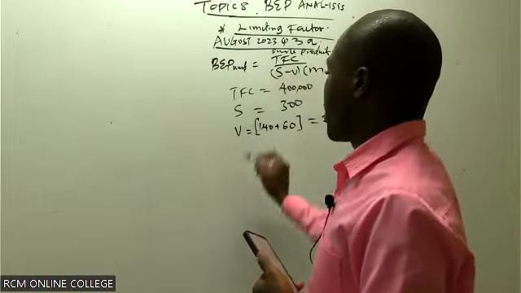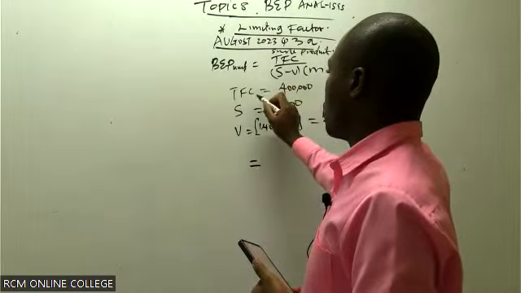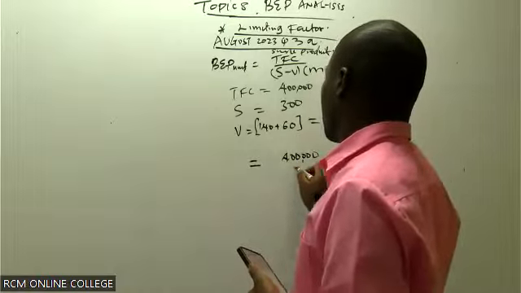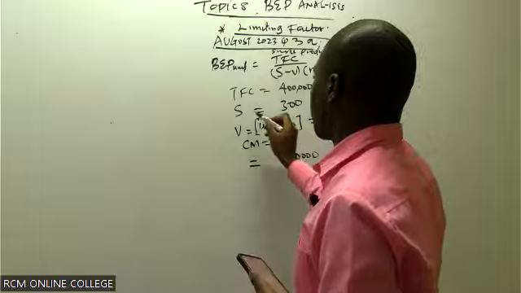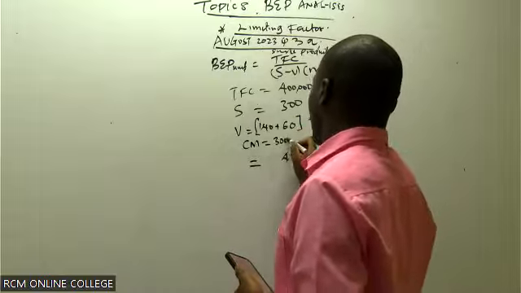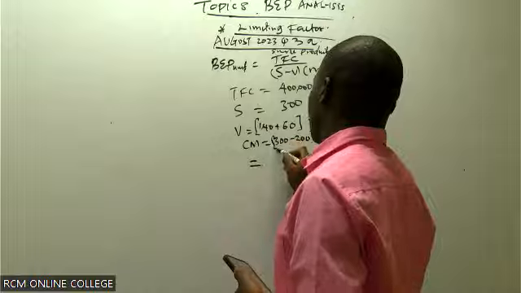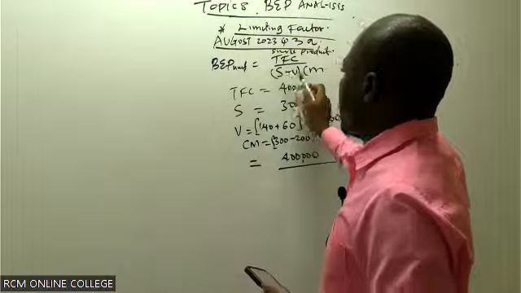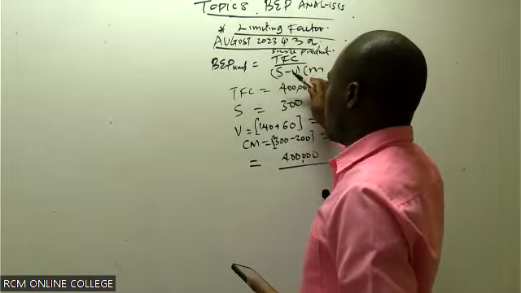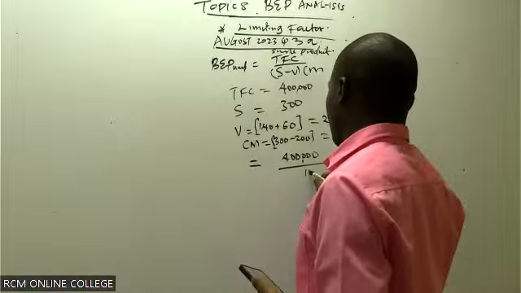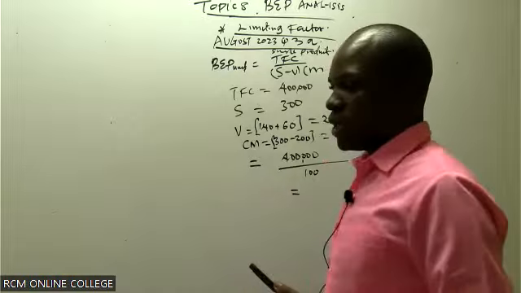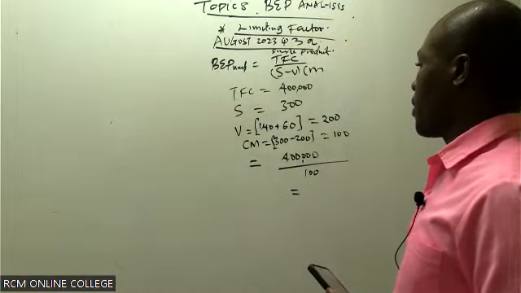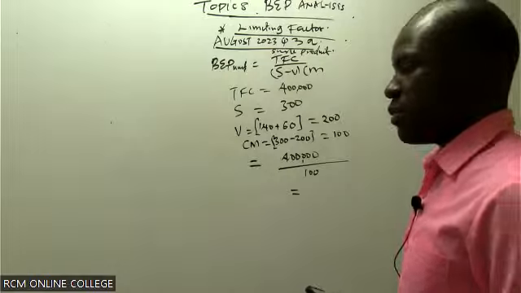Having done that, let's now get back to our formula and fix in what we've been able to identify. Total fixed cost, 400,000. Then contribution margin, of course, is S minus V, which is 300 minus 200. So this one here will give us 100. Some people take S minus V down here, or they just take contribution margin. So we can bring our contribution margin here and get the break-even point in units. What will the break-even point in units be? 4,000.